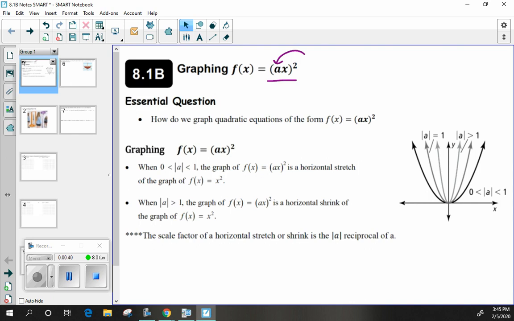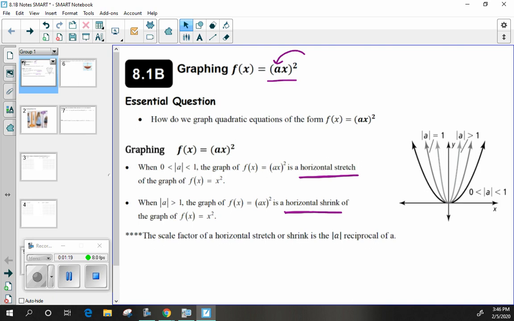What that's going to do is manipulate your graph on the horizontal grid instead of the vertical like you did yesterday. So I'm going to talk about this for just a minute, and then we're going to look at a picture and look at what the differences must be. When you are graphing f of x equals a times x, the whole thing squared, we're looking at a horizontal stretch and a horizontal shrink.